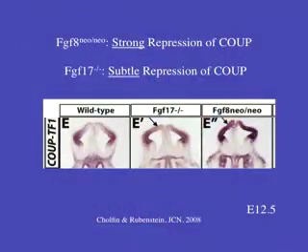So here's our friend COUP-TFI, high ventral, low dorsal in a wild type. In the FGF-8 hypomorph, you can recall that COUP-TFI expression gets very strong, and you can see its expansion very robustly into the dorsal cortex. Whereas in the FGF-17 null mutant, now this is a hypomorph and this is a null, there is a subtle but real increase of COUP-TFI. It does not allow COUP-TFI to come into the dorsal cortex as much as FGF-8. So FGF-17 has a brake on COUP-TFI, but not a real strong brake on it.